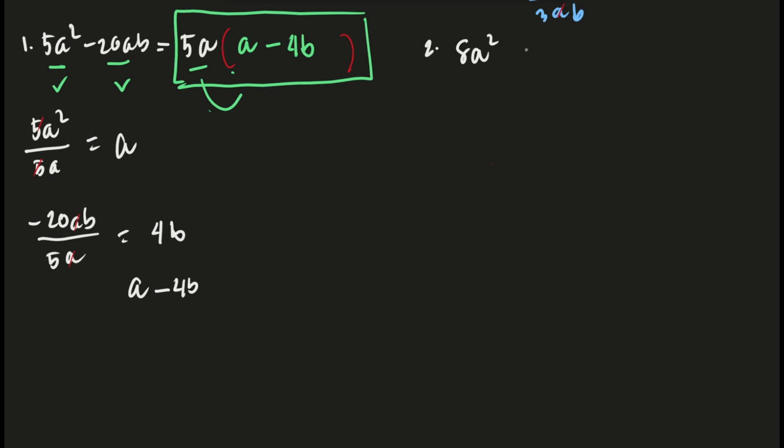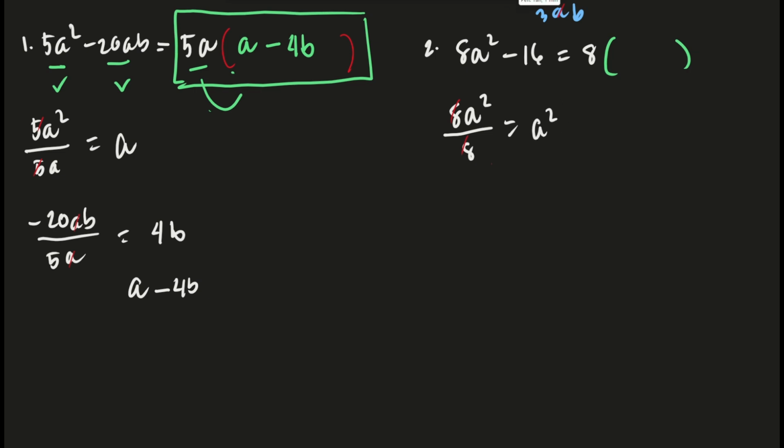8a squared minus 16. Okay, we know that the greatest common factor of that polynomial is basically 8, right? Now, we're going to find the remaining factor of this polynomial. The same pattern: you divide each term by its greatest common factor. What is 8a squared divided by 8? Simply cancel out 8 and you're left with a squared.